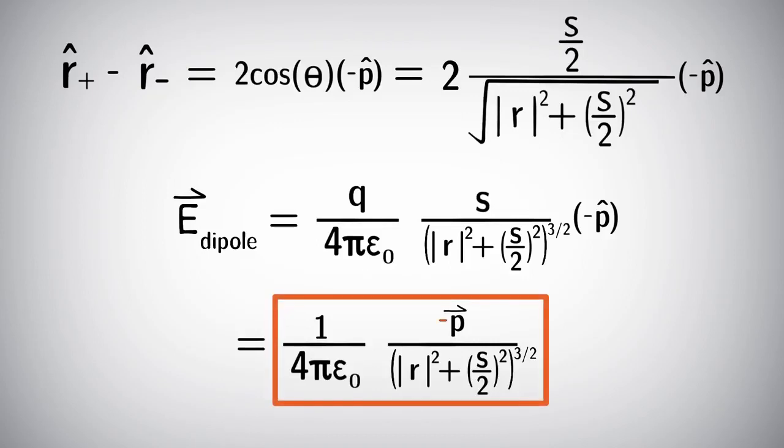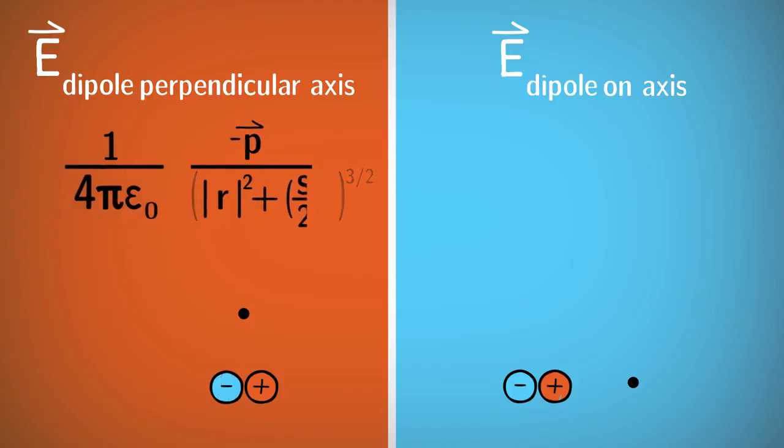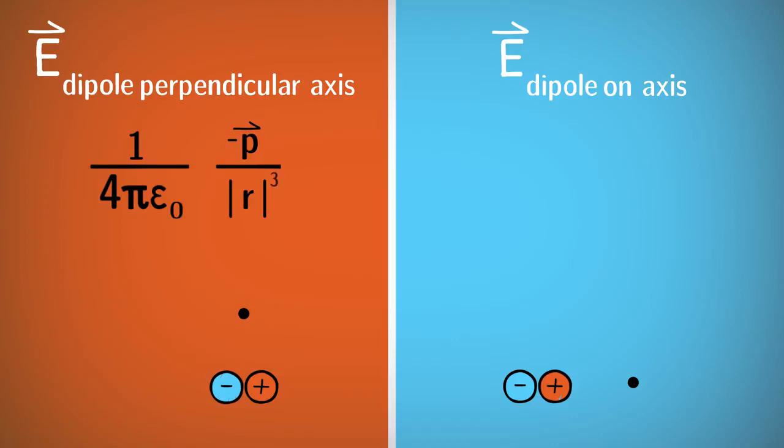Now let's consider observation points at distances r, which are large compared to the charge separation s. In that limit, to a good approximation, we can ignore the terms involving s in the denominator and obtain this result. Now, it's interesting to look at the magnitude of the E field in this plane for the magnitude of the vector r much larger than s.